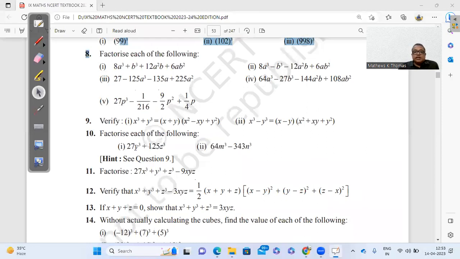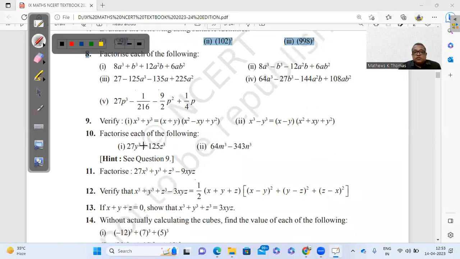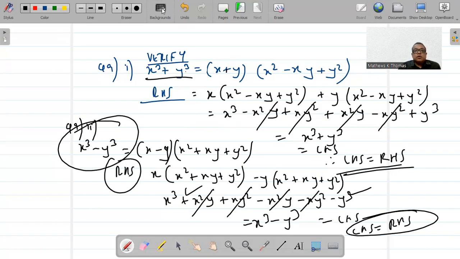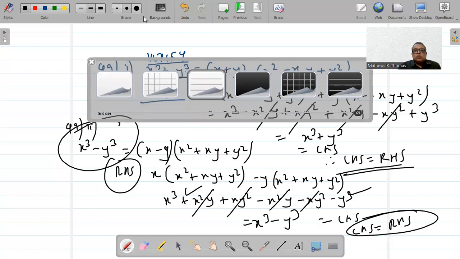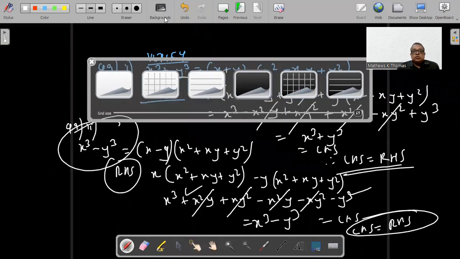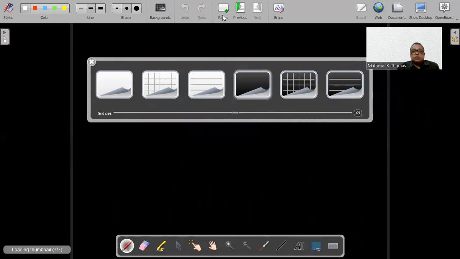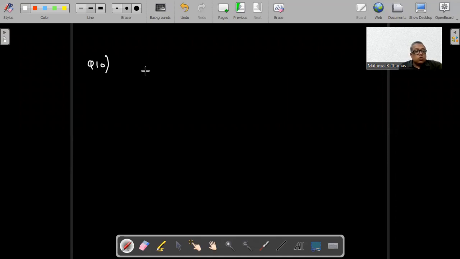Question number 10 is factorize. So here, this is in the form of a cube plus b cube, and this is a cube minus b cube. So this is easy. So let's go to that question. This is now question number 10 for us. Question number 10 is factorize 27y cube plus 125z cube. Just now we did this identity, we have to use that.